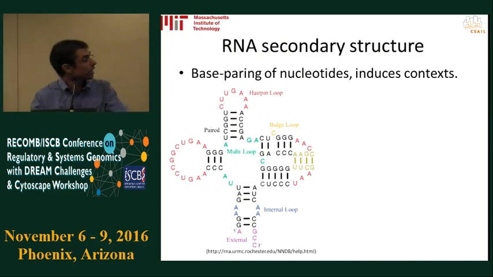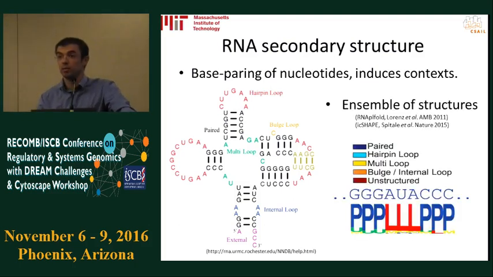Here I'm showing an example of six different contexts, and it may be that the protein would like to bind a specific sequence in a hairpin loop, or a paired region, a bulge loop, internal loop, external, or multi-loop. So these are the structural contexts. Now, to make things more complicated, an RNA does not necessarily fall into just one structure, but it may fall into an exponential number of structures. And we need to take this into account.